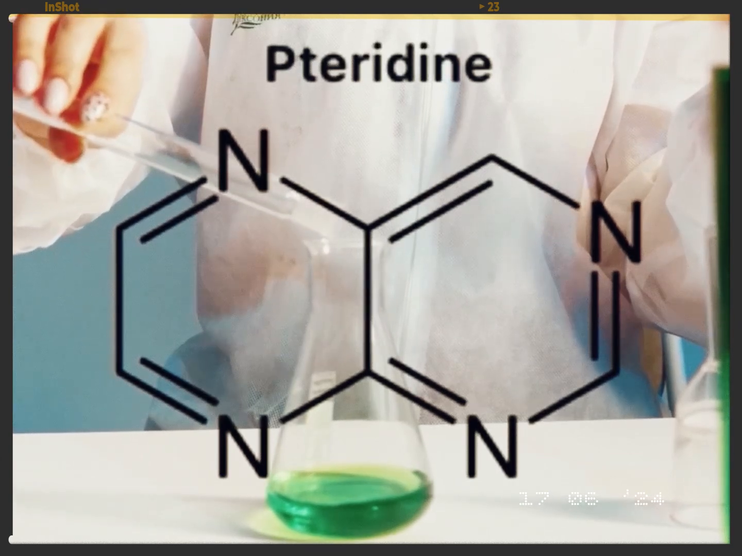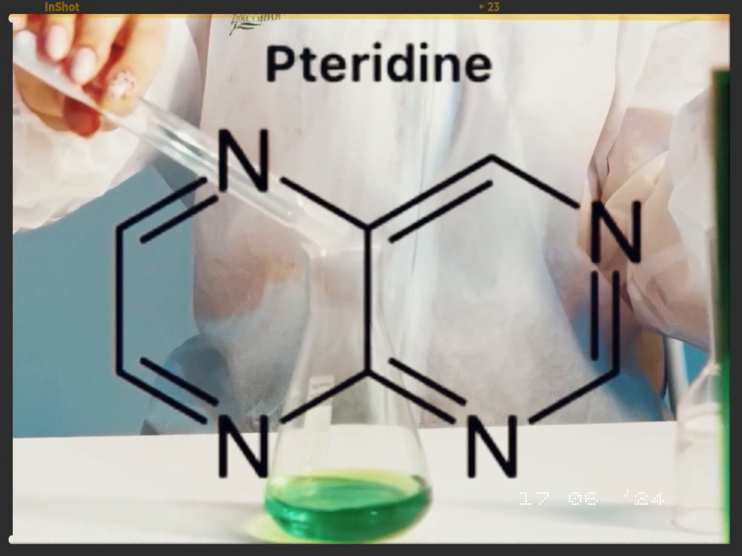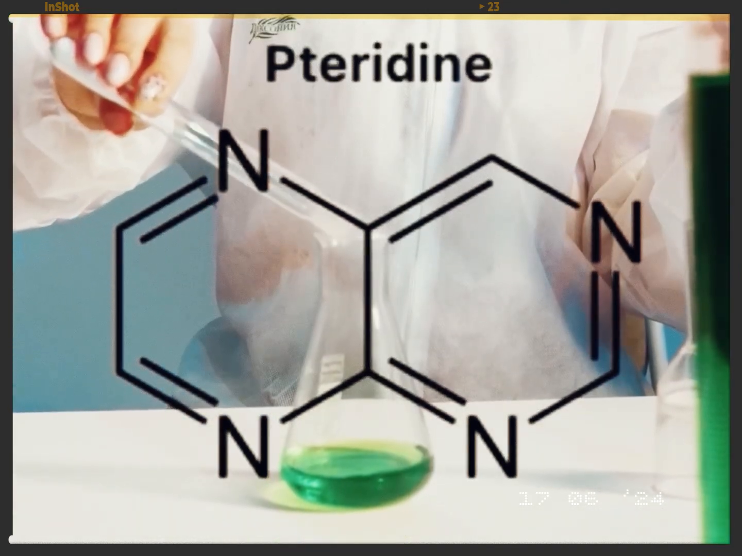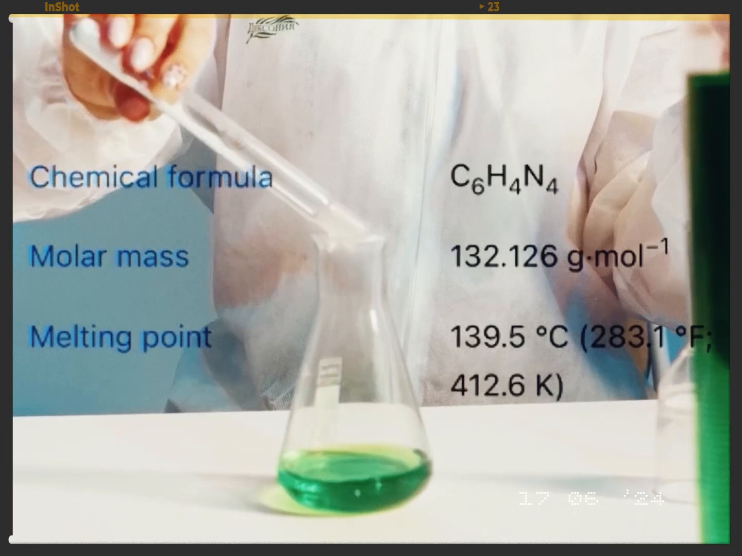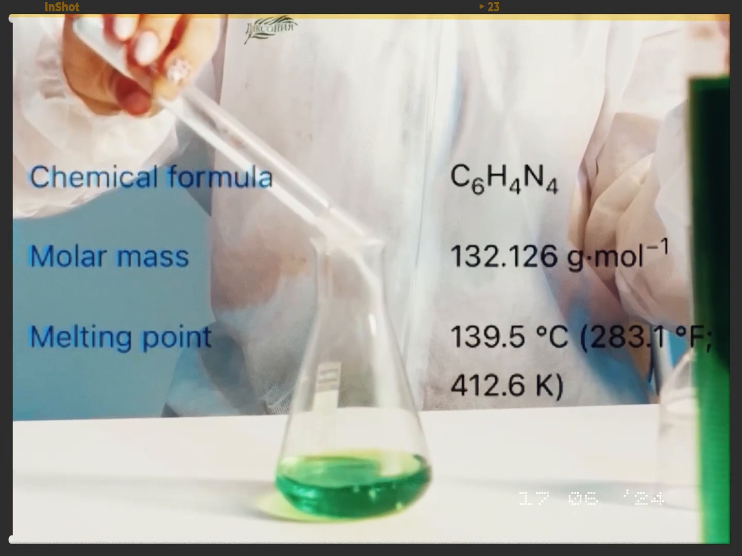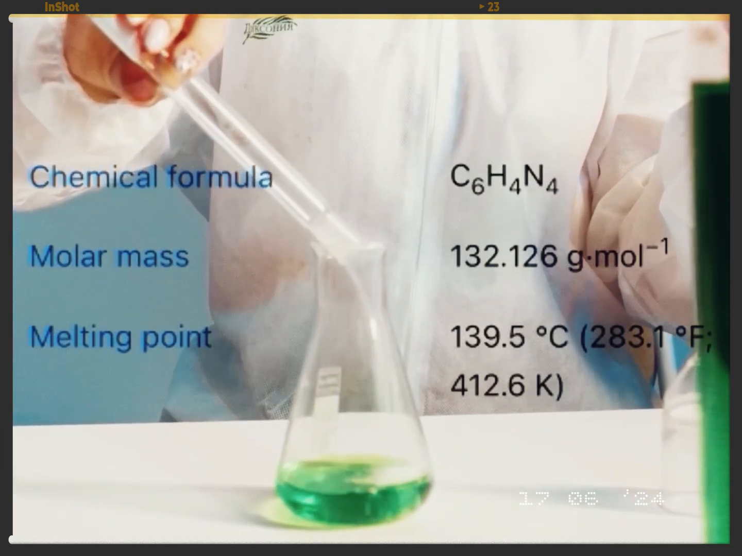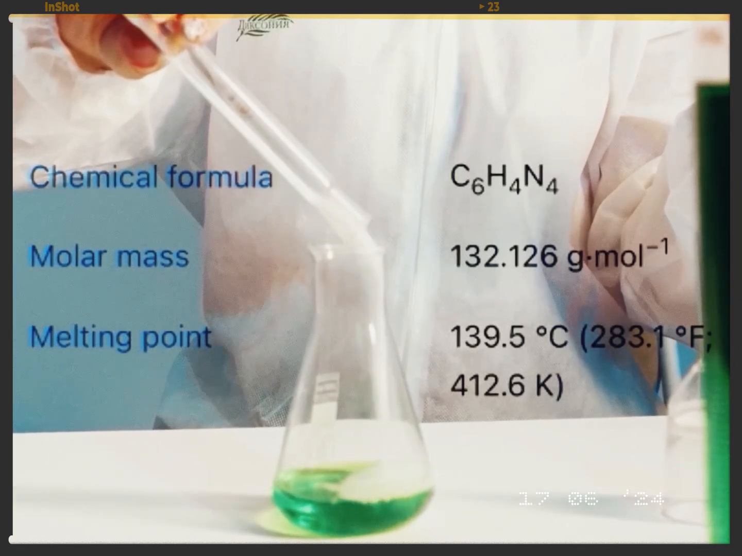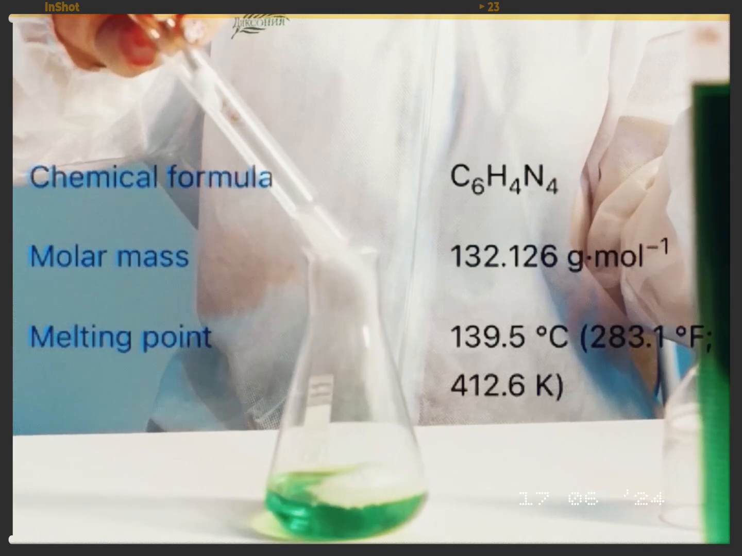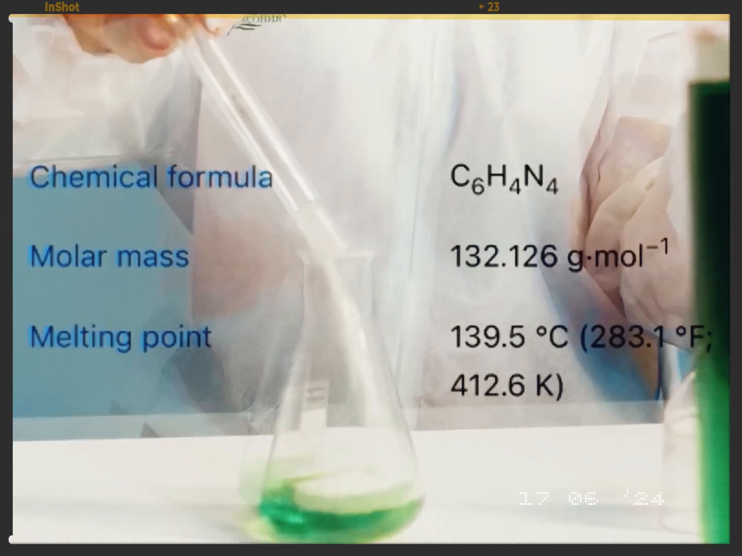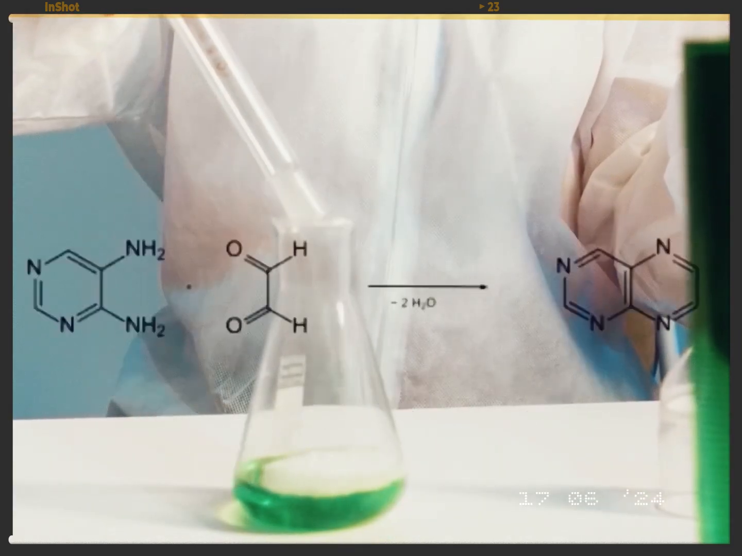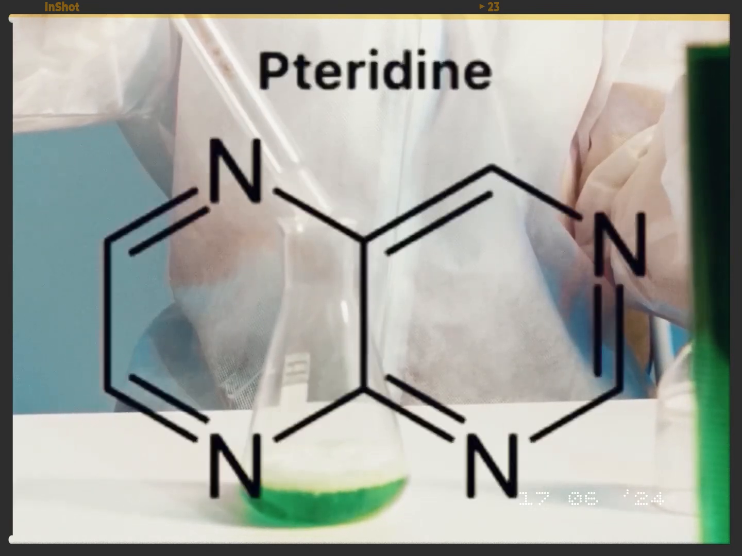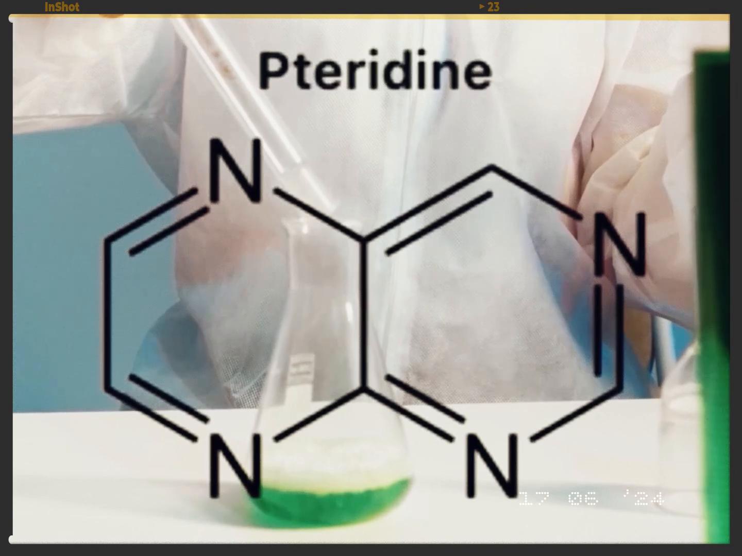Chemical formula: C6H4N4. Molar mass: 132.126 grams per mole. Melting point: 139.5 Celsius, 283.1 Fahrenheit, 412.6 Kelvin. Synthesis of pteridine from 4,5-diaminopyrimidine and glyoxal. Function: pteridine and tetrahydrobiopterin (BH4) metabolism have important and particular roles modulating neurotransmitters for development of the neural system in the first and second decades of life. The deficiency of BH4 becomes apparent clinically with functional maturity of downstream structures of these receptors.